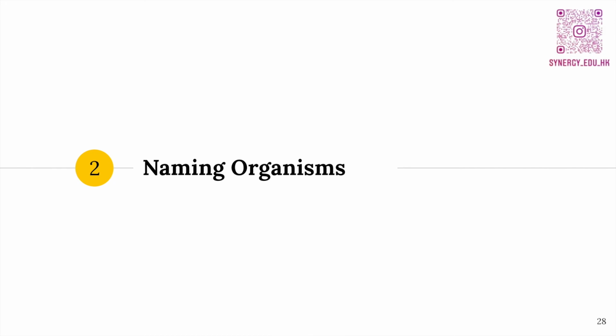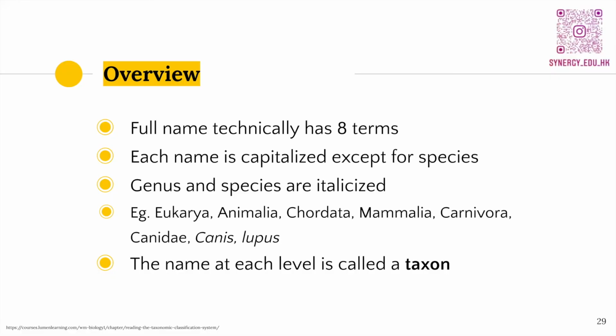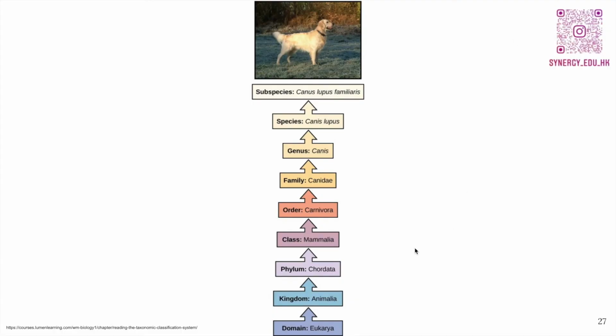So, next we're going to move on to naming organisms, where we will also be looking back at that figure of the dog. So, as an overview, an organism's full name technically has 8 terms. Each name is capitalized except for species, and genus and species are italicized. For example, the full name of a dog, and we can go back to the diagram, as you can see, is Eukarya, Animalia, Chordata, Mammalia, Carnivora, Canidae, Canis, and Canis lupus, with the subspecies being Canis lupus familiaris.